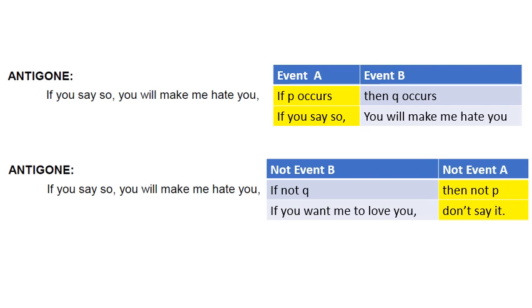If you want me to love you, take the last phrase of that component and negate it. So if you want me not to hate you, could be rephrased as, if you want me to love you, don't say it. You will not say so. So if you want me to love you, don't say it. If you say so, you will make me hate you. So these two are equivalent. So hopefully with these two examples, you now understand that this is a modus ponens argument and this is a modus tollens argument.